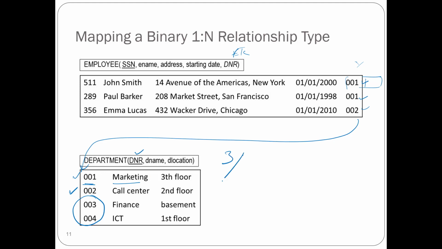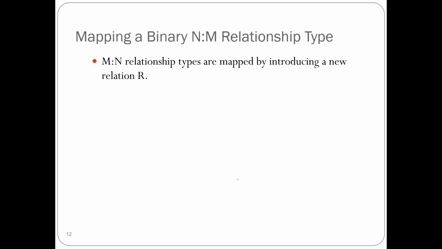So I would say 3 out of 4 cardinalities are supported by this mapping, and this mapping is good. We can't have any other mapping possible, right? Good. Let's keep moving. And now we would look at the third kind of cardinality, which is N to M or many to many binary relationship.